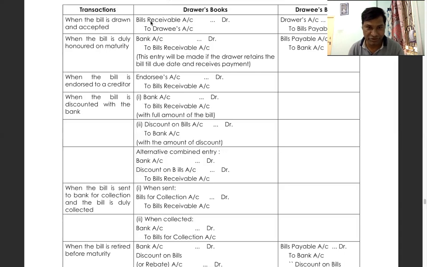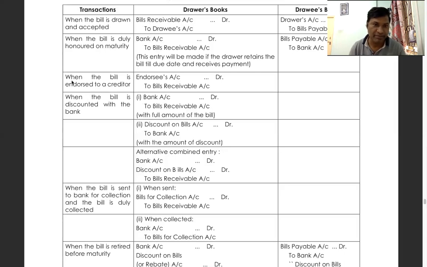When it is due, this is the entry you're writing. When it is paid, the bill receivable is credited. When it is due, bill payable was credited. When it is paid, bill payable is debited. That's what you have to observe.